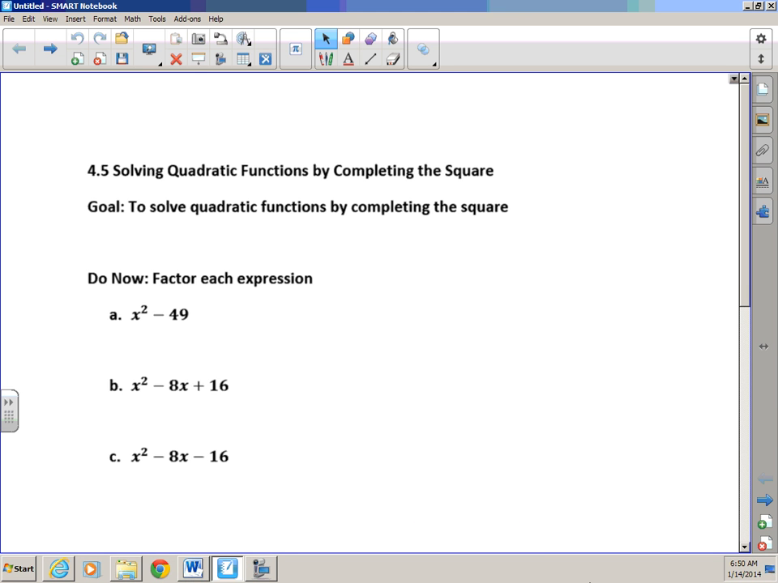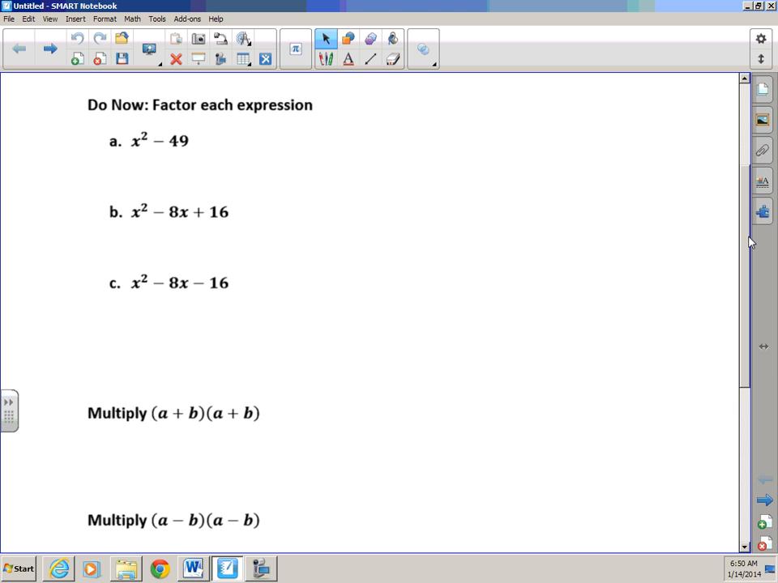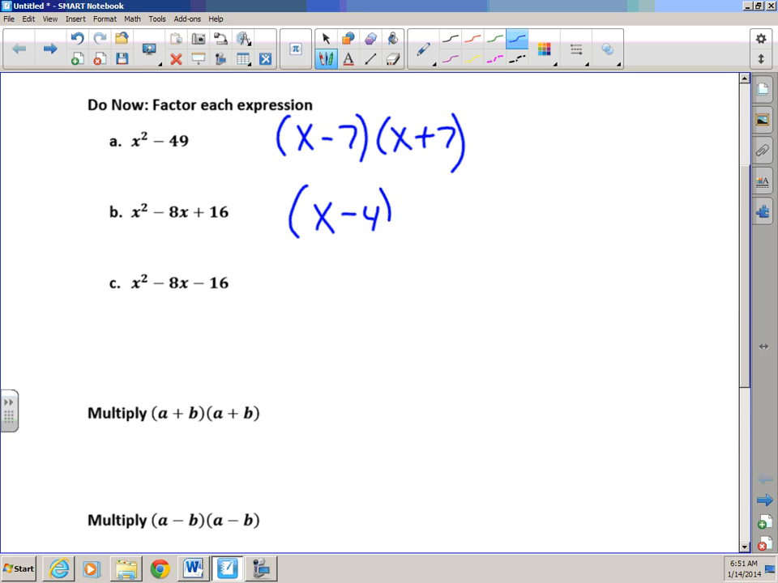Continuing in our unit on quadratic functions, we're going to learn another method today on how to solve quadratic functions. And the do now is going to help highlight that. So the do now is asking you to factor these three expressions. So hopefully you'll see that the first one you can factor by using dots. The second one you can factor by using... But the third one cannot be factored.